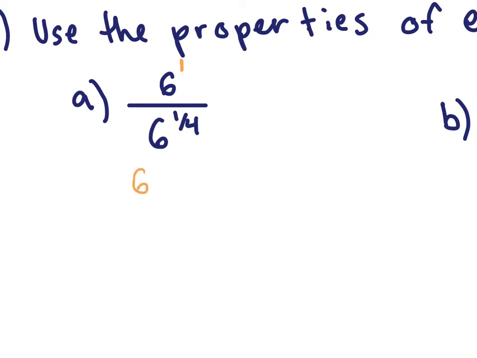So we have 6 to the power of 1 minus 1/4. How do we subtract fractions? What do we need? You make it into 4/4. Awesome. We changed that 1 to 4/4. And what's 4/4 minus 1/4? 3/4. That's our answer. So when dividing numbers with the same base, to combine them, you subtract their exponents.